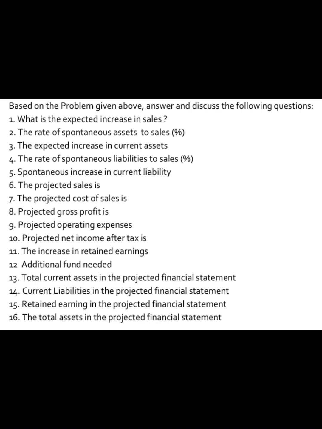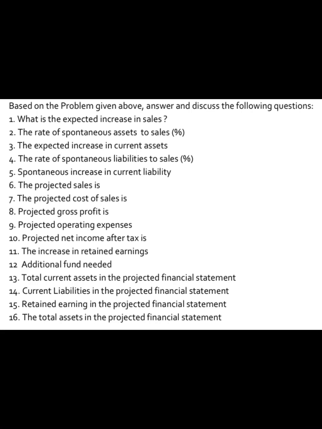Number 5 is the spontaneous increase in liabilities. You just multiply the current liabilities, 2,125,000, by the expected increase in sales next year, which is 15%. The answer is 318,750. Number 6 is, what is projected sales?